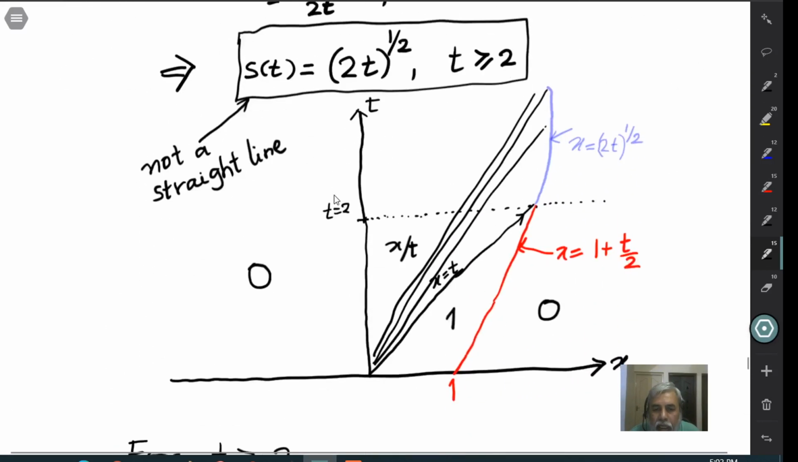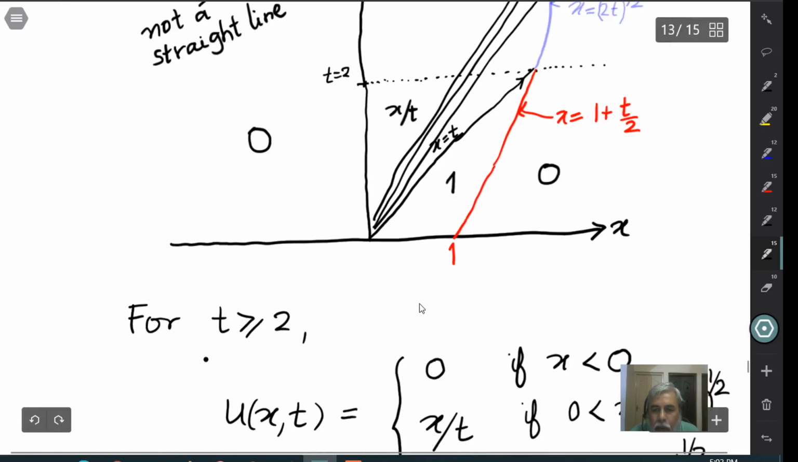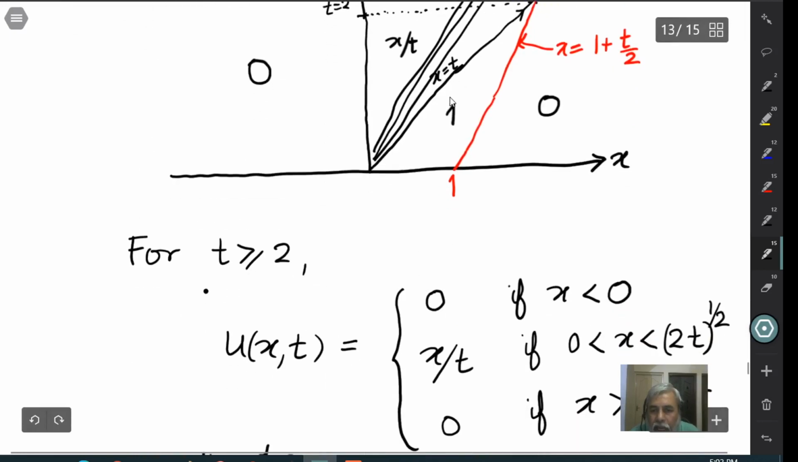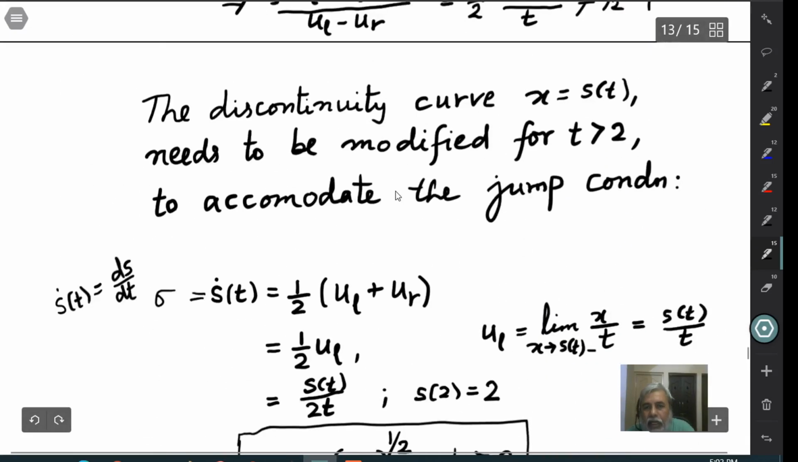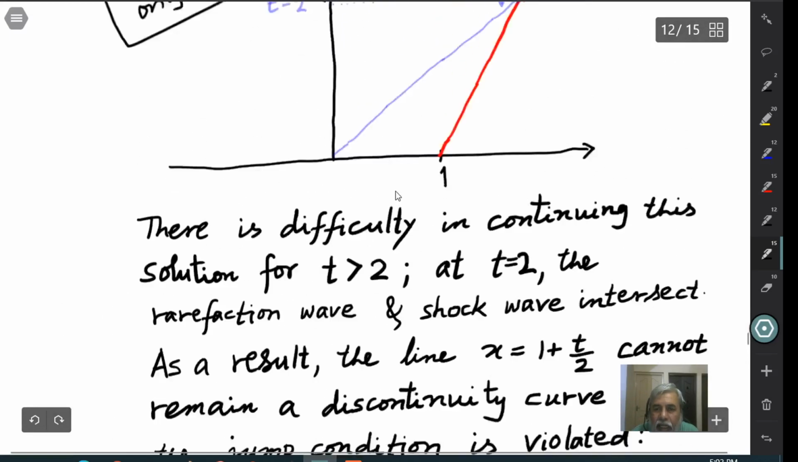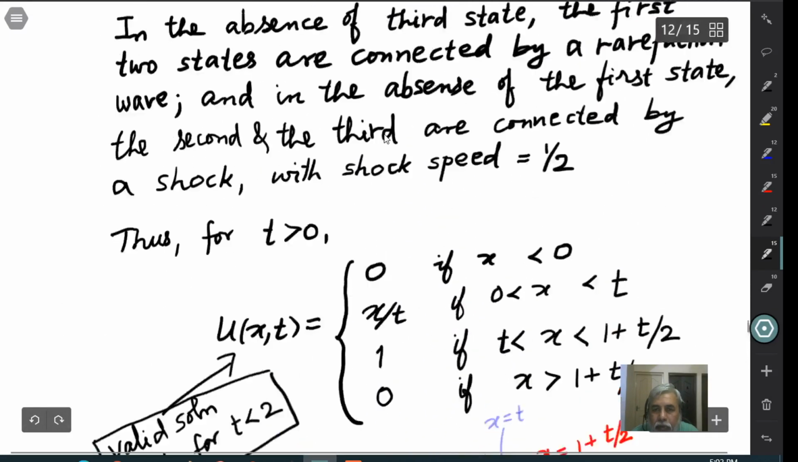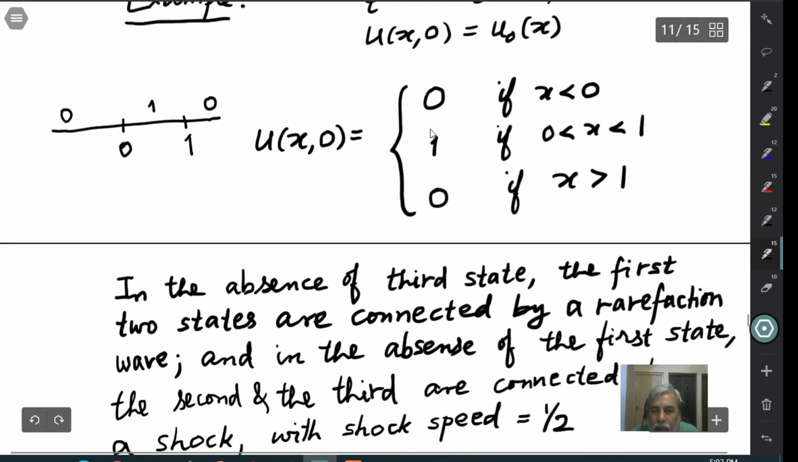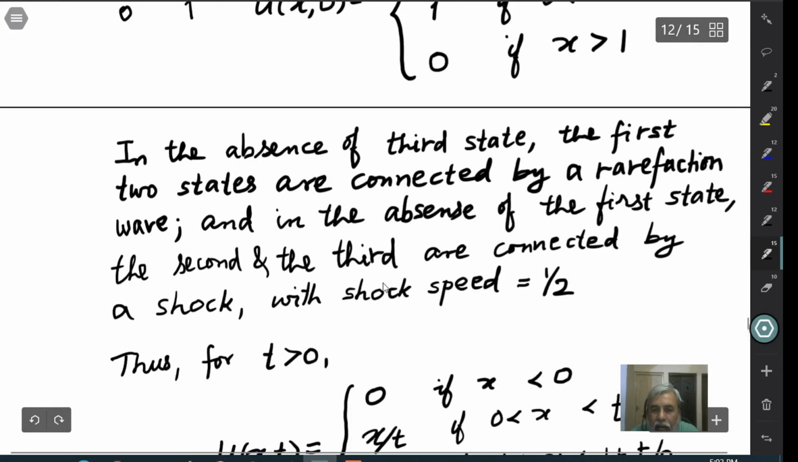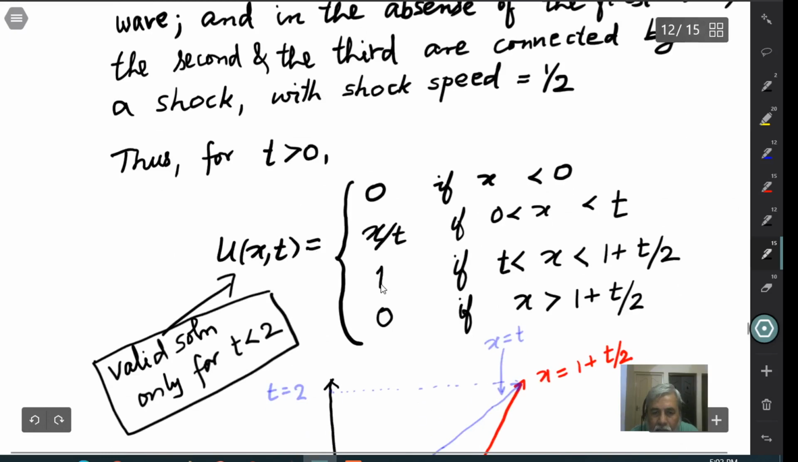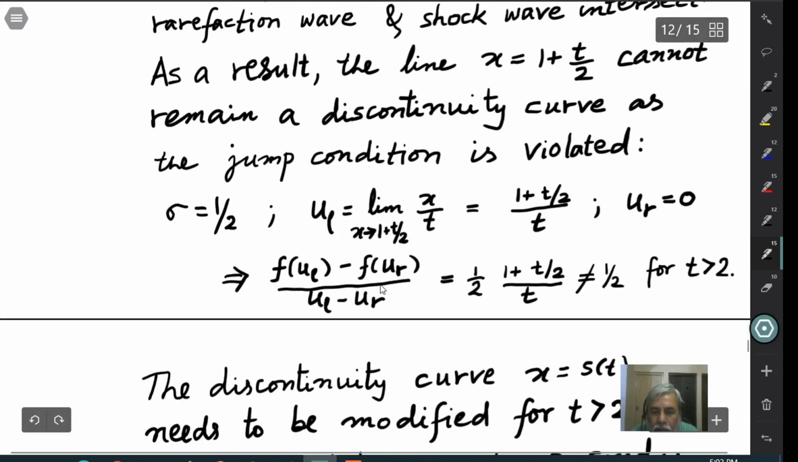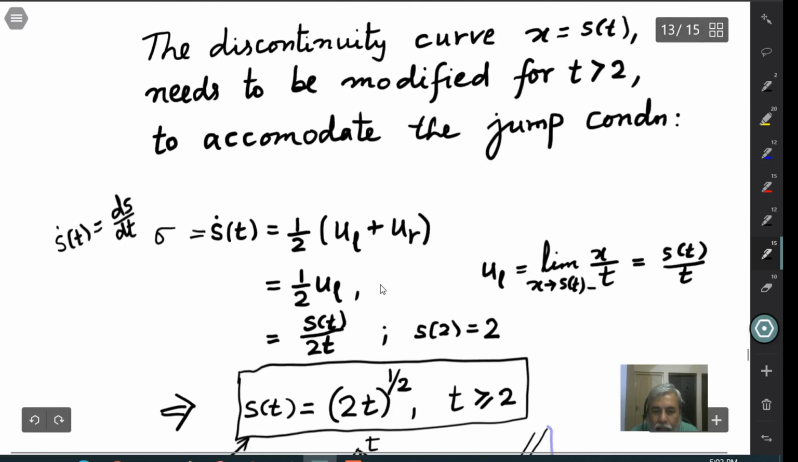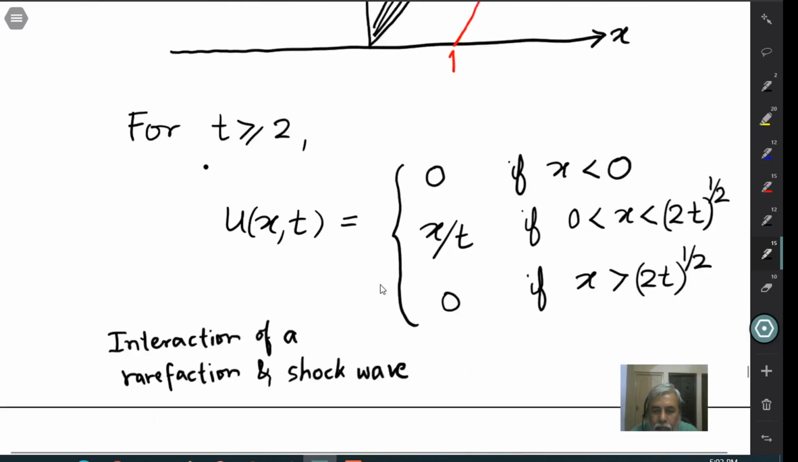After t bigger than 2, this constant state has just vanished. Only the first and last states of the initial data, namely 0 and 0, are retained, and this one vanishes, and that is because of non-linearity. So we will not observe this in a linear problem.